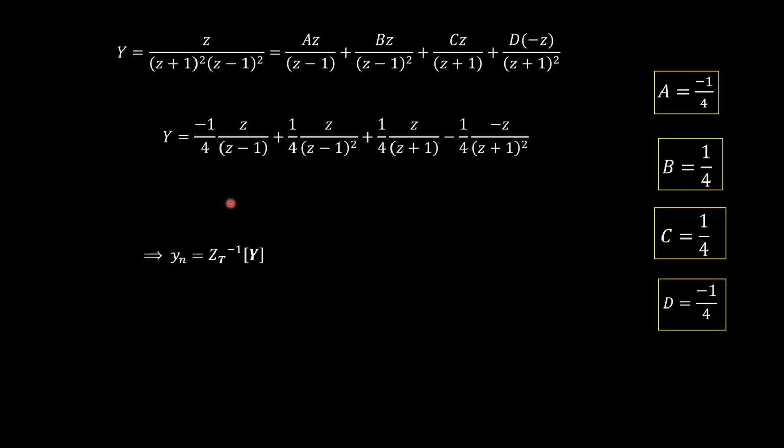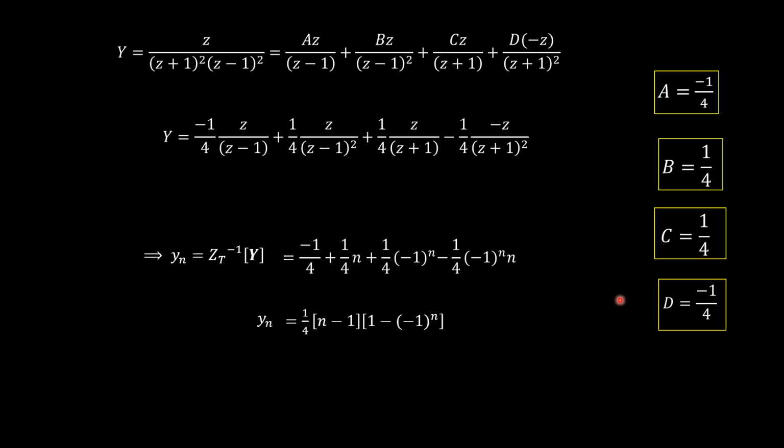Therefore, the solution of the difference equation yₙ becomes −1/4 + 1/4 · n + 1/4 · (−1)ⁿ − 1/4 · (−1)ⁿ · n, or yₙ = 1/4 · (n − 1)(1 − (−1)ⁿ).